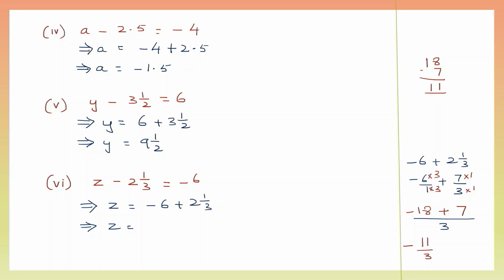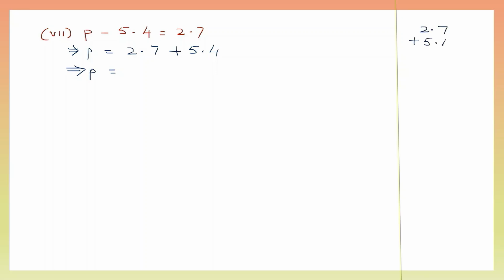Minus 11 by 3 is an improper fraction. We need to convert it to a mixed number. Let's divide 11 by 3. 3 3s are 9, 11 minus 9 is 2. So what do we get? Minus 3 2 by 3. So that is our final answer. Z is equal to minus 3 2 by 3.